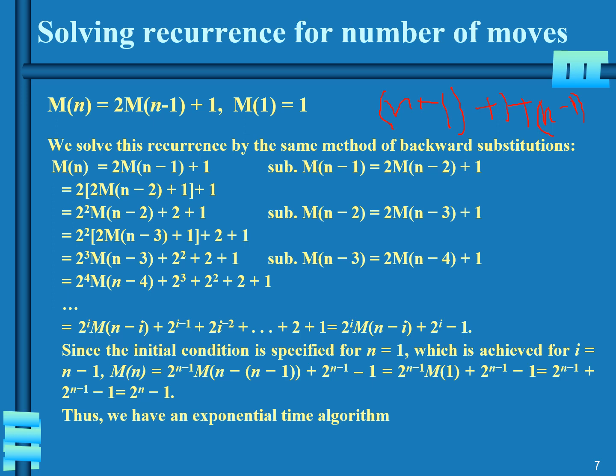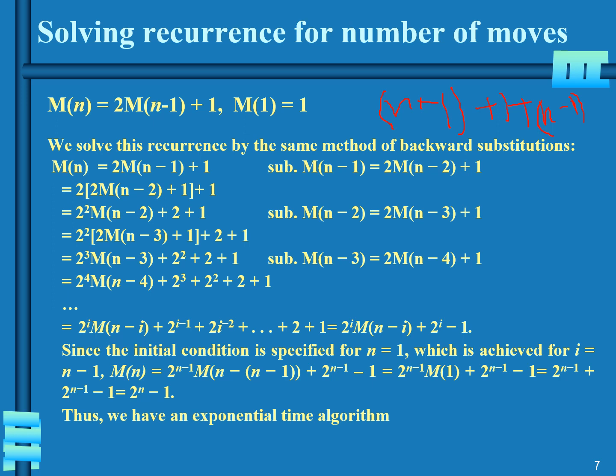Then the initial condition is m of 1 is equal to 1, which means that if you have only one disk, how many moves are required? Only one move. So the initial condition is m of 1 is equal to 1. Again, by using the backward substitution method, we are supposed to solve this recurrence. So 2 into m of n minus 1 plus 1.